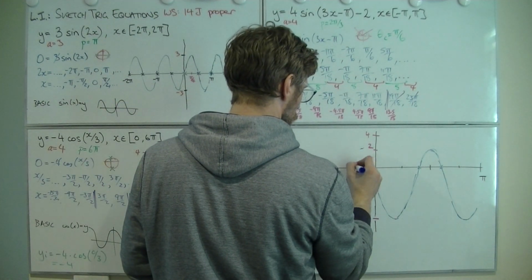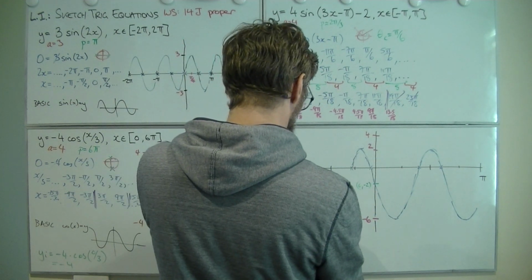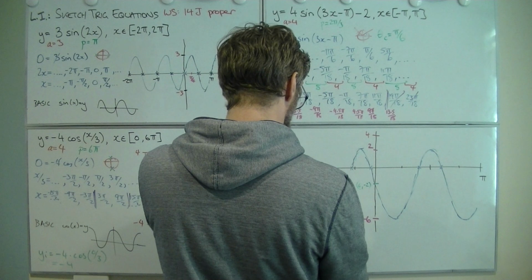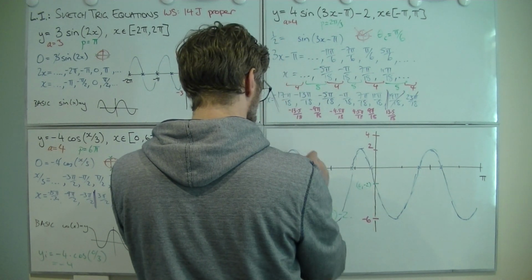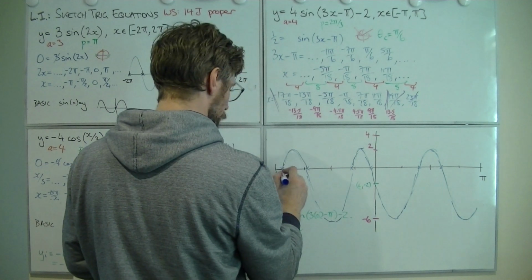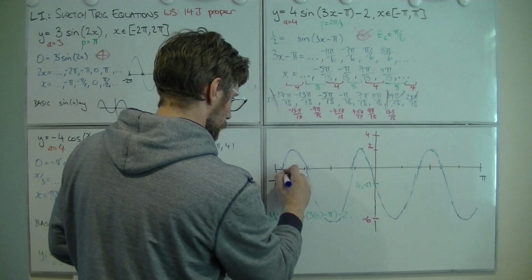Maxes out at 2, so it has to hit 2, come back down. Minimises at negative 6, great, I've gone through my own working, but anyway, you get the idea. Up and over. And then this continues on for a little bit. Down there.